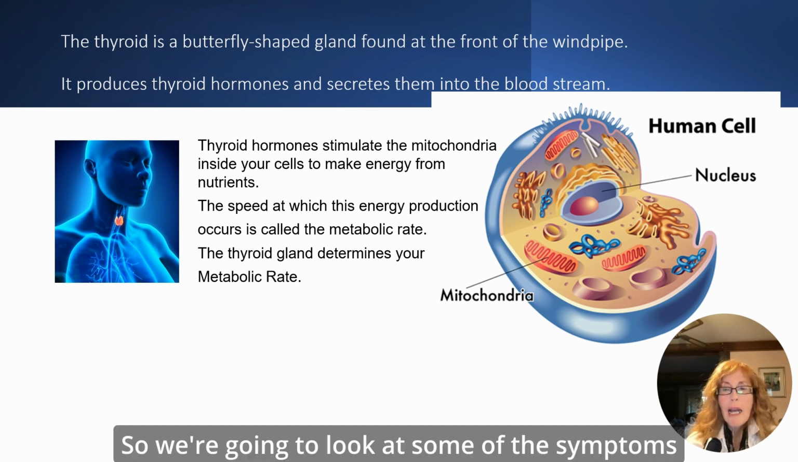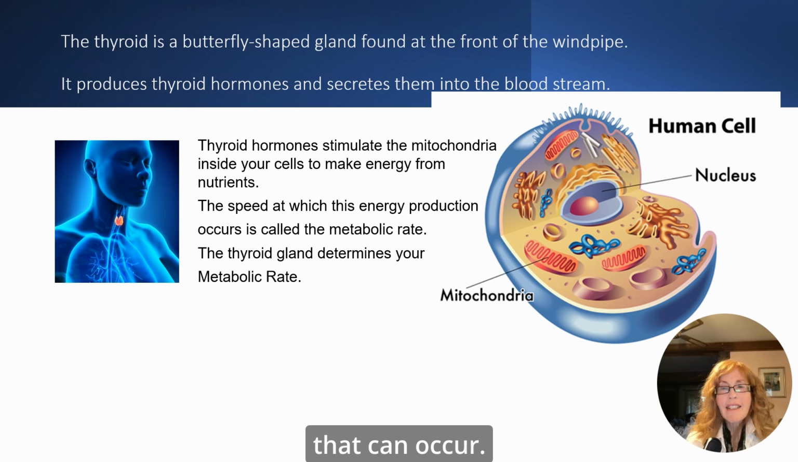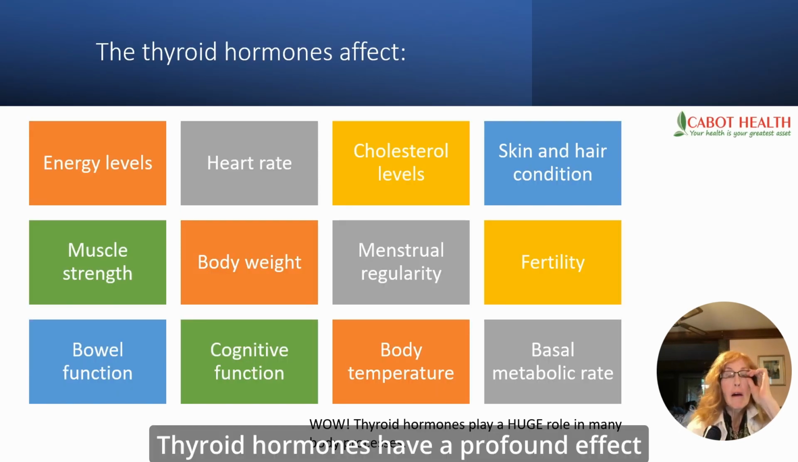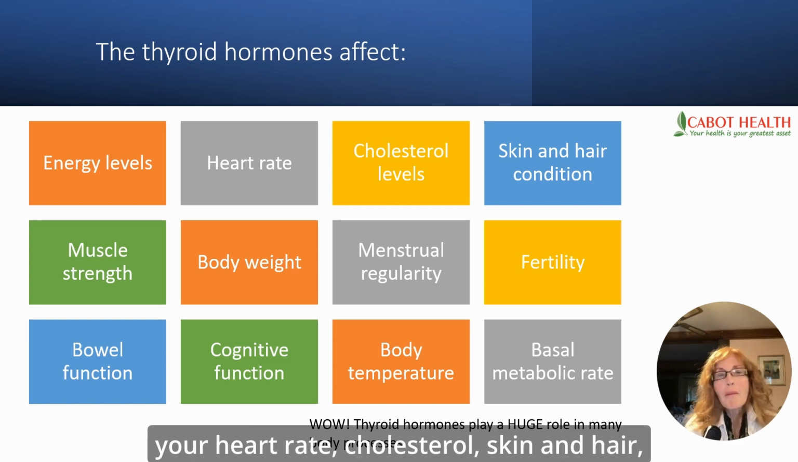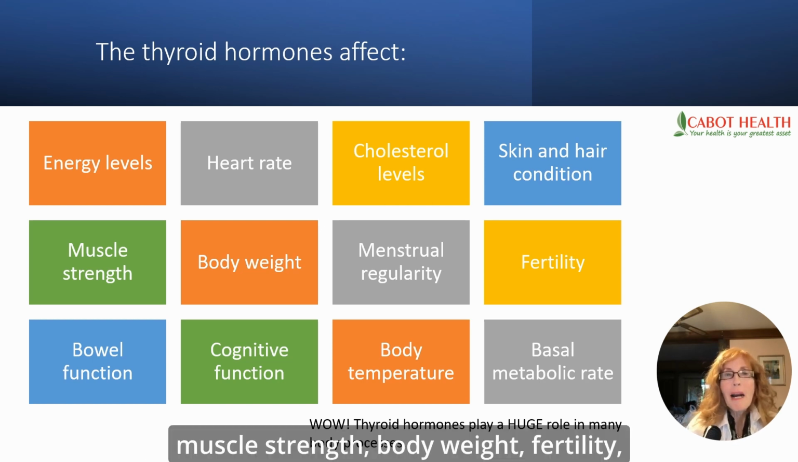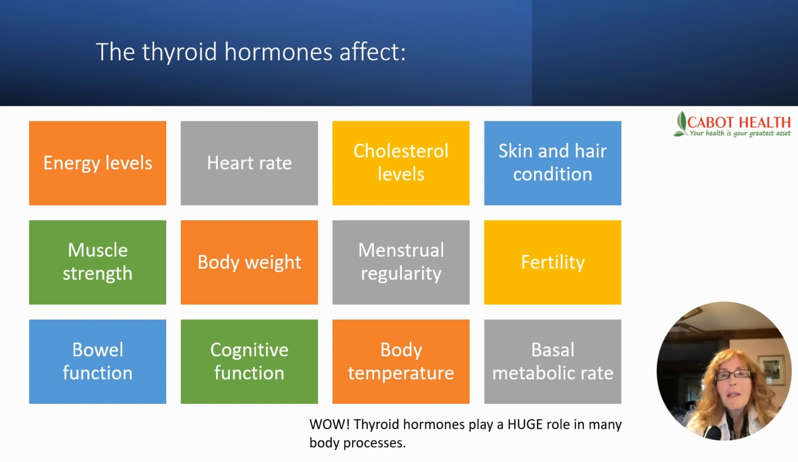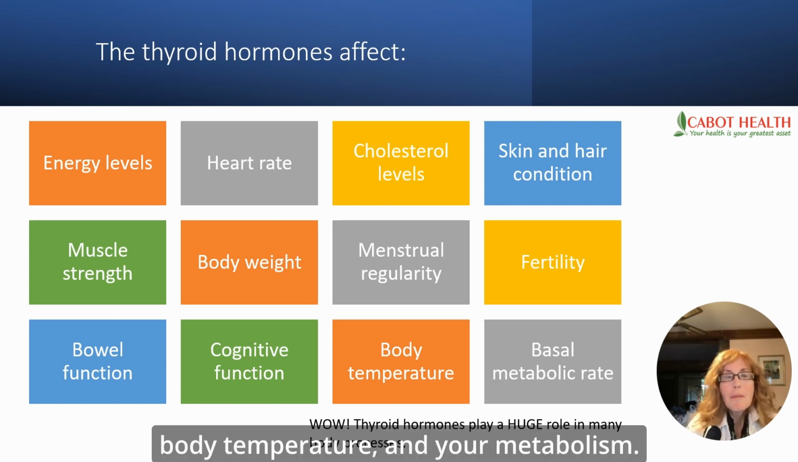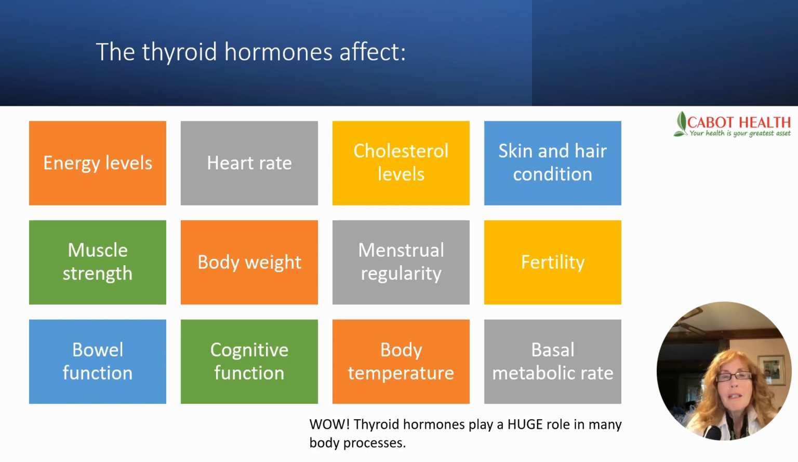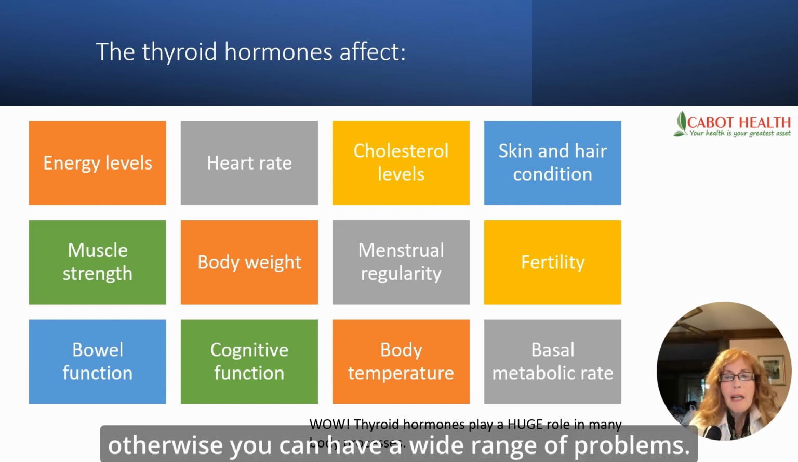So we're going to look at some of the symptoms that can occur. Thyroid hormones have a profound effect throughout your body. They affect your energy levels, your heart rate, cholesterol, your skin and hair, muscle strength, body weight, fertility, bowel function, your cognitive function, body temperature, and your metabolism. So you really need your thyroid gland to be healthy. Otherwise, you can have a wide range of problems.